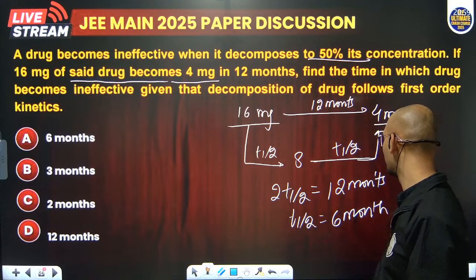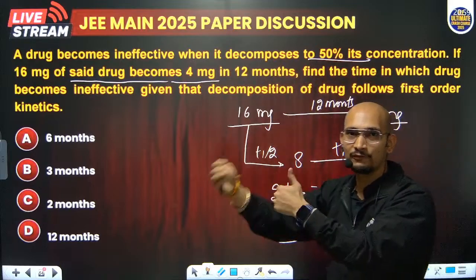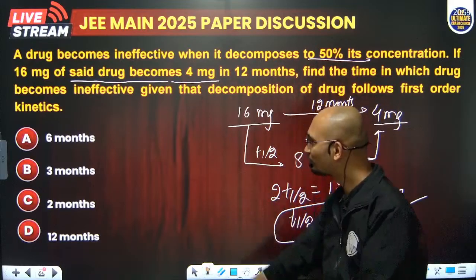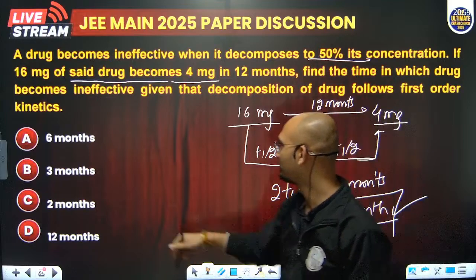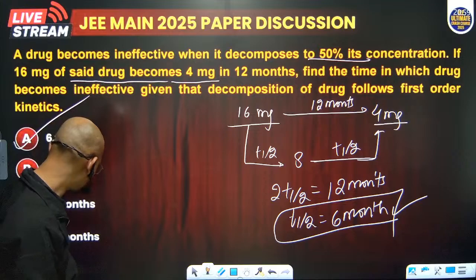If 6 months is the half-life, and everyone knows that once it becomes 50% or half of that, it becomes ineffective. So what we can say? Which will be the correct answer? It will become ineffective in 6 months. Everyone, is it clear?